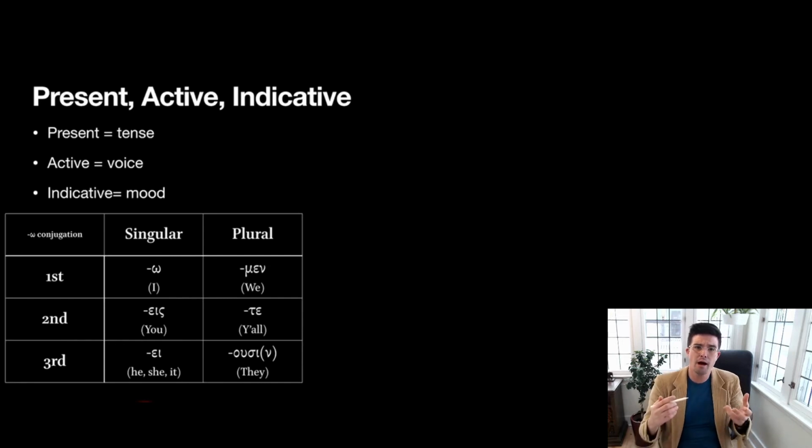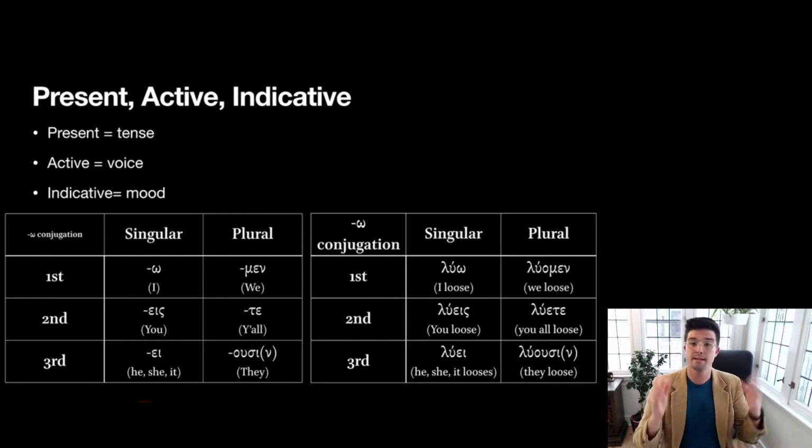And so we get these different endings for the present active indicative, and these are the endings that are going to be stuck onto a Greek verb stem to make the entire verb. So what we have here with luo, which is the way you will see the Greek verb presented in a dictionary or a lexicon in its first person singular present active indicative form. So luo is the first person singular present active indicative form, meaning I release or I loose.